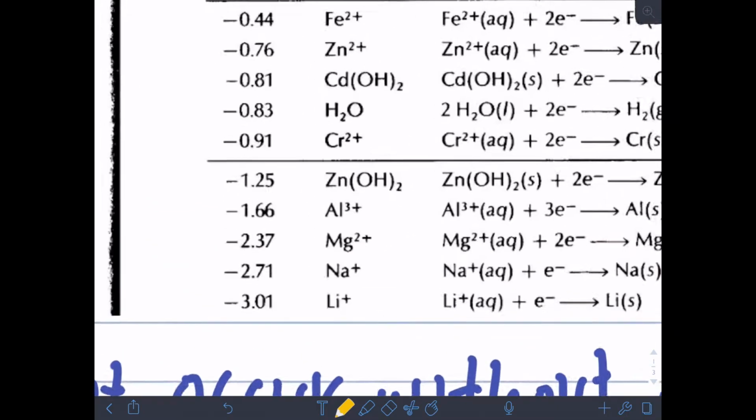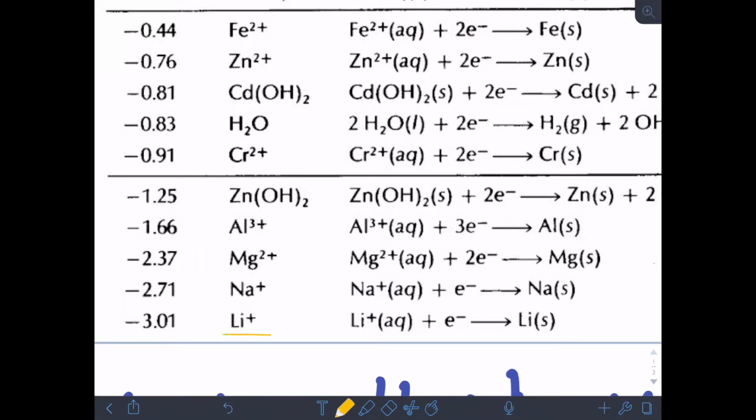Whereas at the bottom, we can see that lithium is our weakest oxidizing agent. It's very unfavorable for lithium to regain its electron and become lithium solid, because this is an unstable state of lithium. Therefore, it is a very weak oxidizing agent.